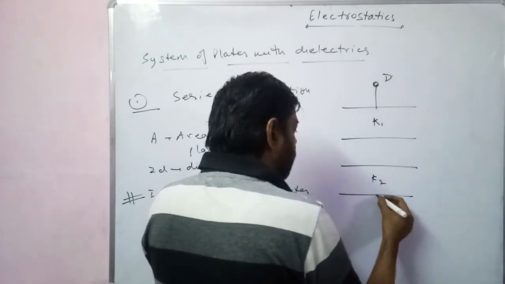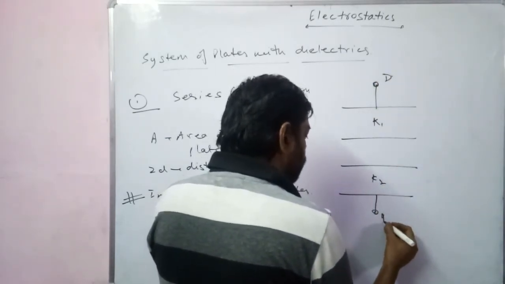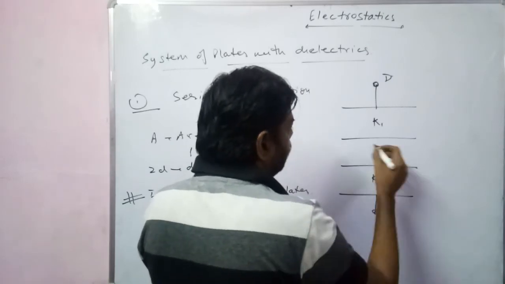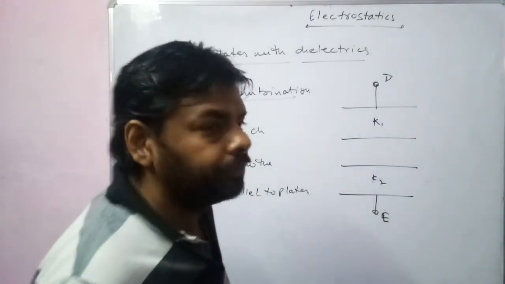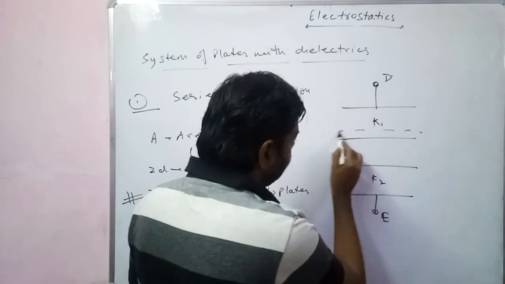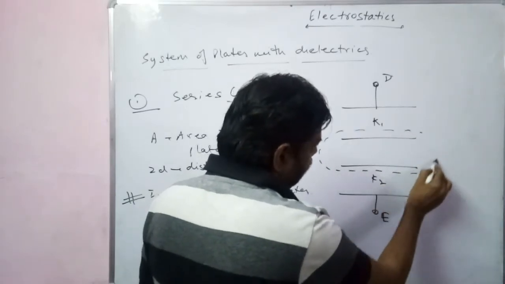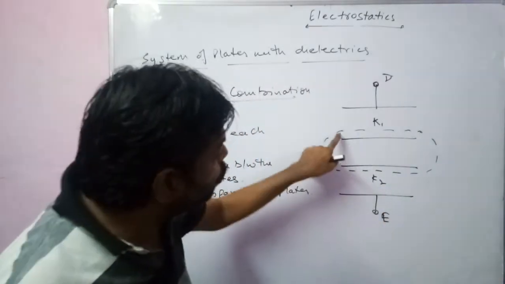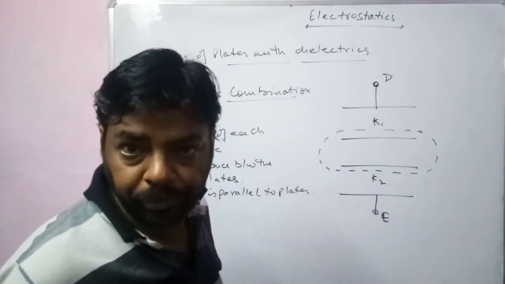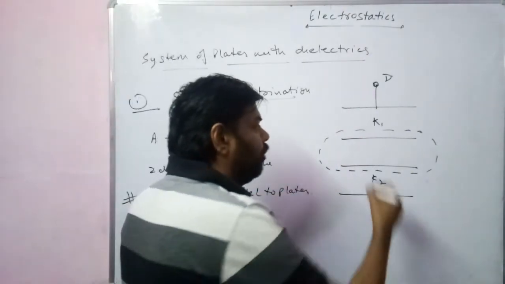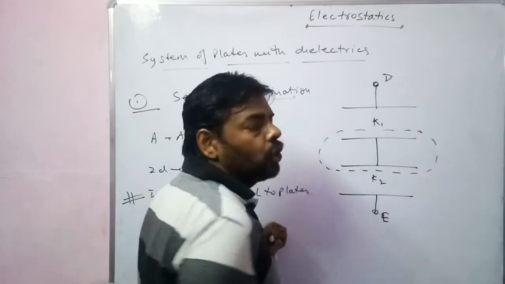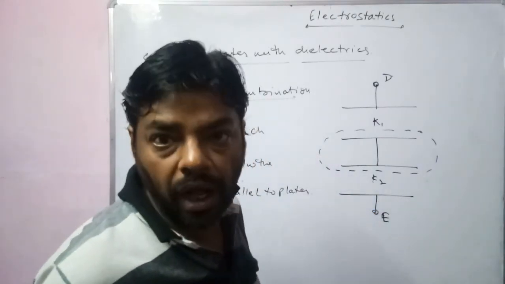This was the junction D. This was the junction, say, E. This system of two plates, it was the junction. And we are now going to connect them by a wire.